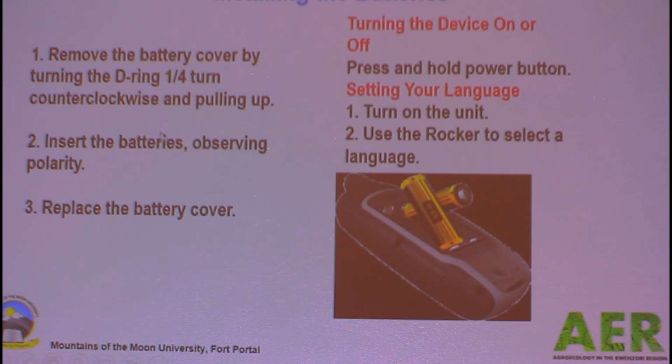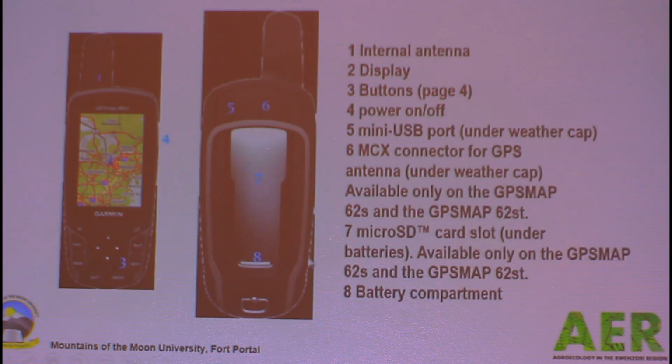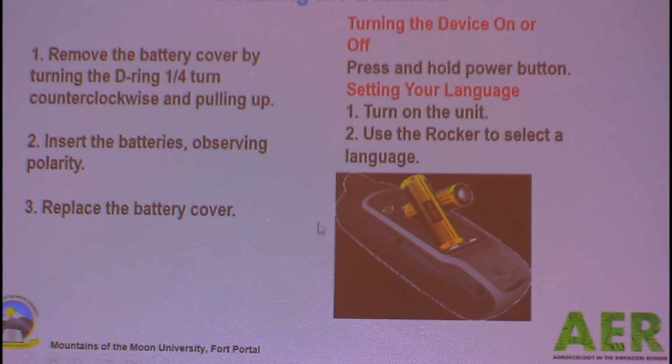So just for you to follow up, if you want to insert batteries, remove the battery cover by turning the D ring. Here I'm talking about the D ring. Some GPS normally have a ring. If you look at this picture here, there is this D-like ring. It's a kind of metallic ring, so it will always be behind the Garmin, normally the Garmin GPSs. When you turn that D ring counterclockwise and pull it up, it will open and you'll be able to see the battery compartments.